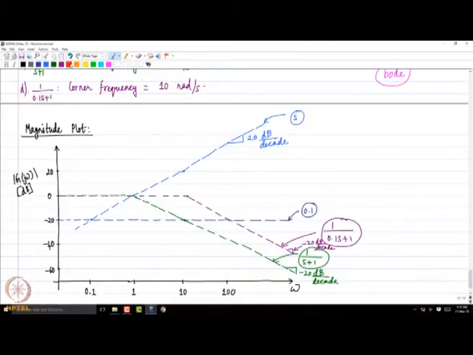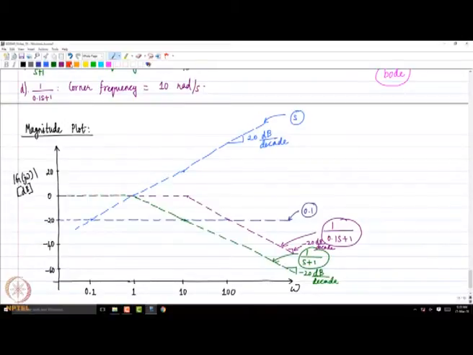How can I add them? You see that the s term is going to affect throughout all frequencies, and the minus 20 decibels per decade term also will affect throughout all frequencies. The 1 by s plus 1 and 1 by 0.1 s plus 1 terms' effects will come starting from the corresponding corner frequencies, because till those corner frequencies the contribution is 0 decibels.